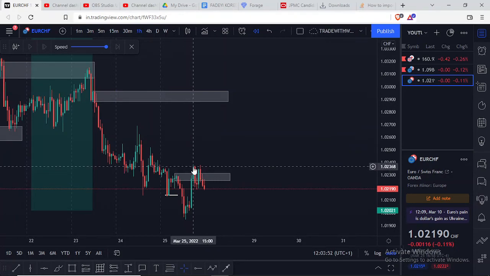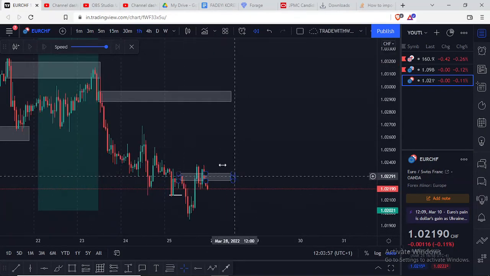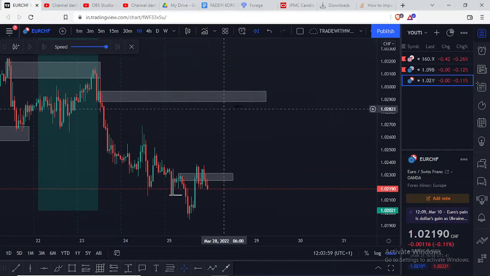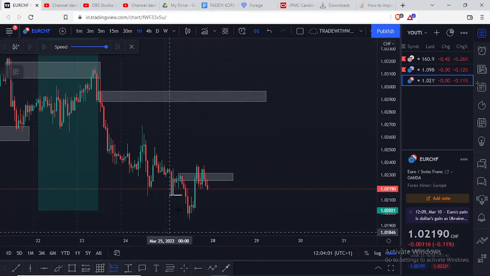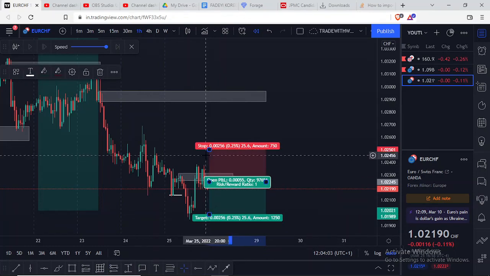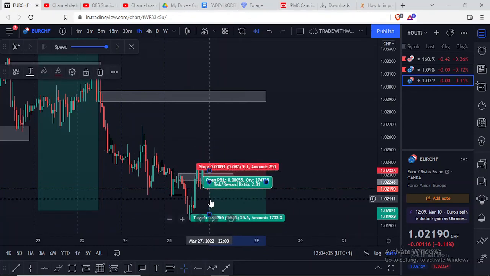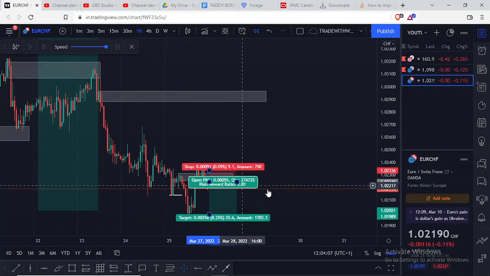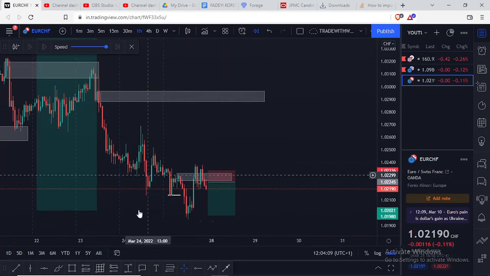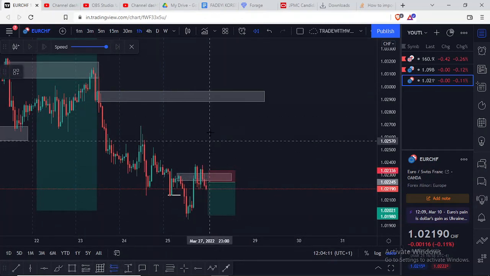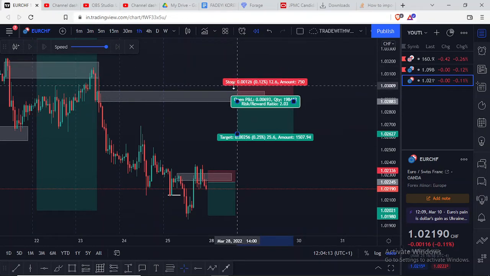Because it broke out of the zone doesn't mean the zone is not valid. It might still come down. Okay, so if this zone doesn't hold, we expect this zone to hold. Now for me, I'm still expecting this zone to hold. That would be the first TP, 25 pips, and if it goes above this zone, then I should be expecting this here.